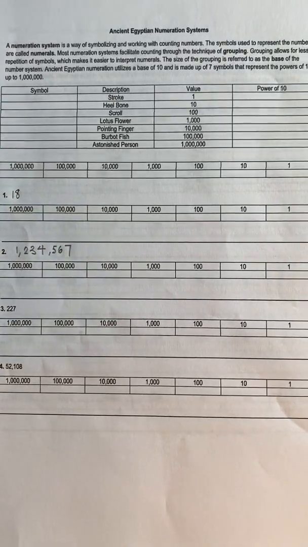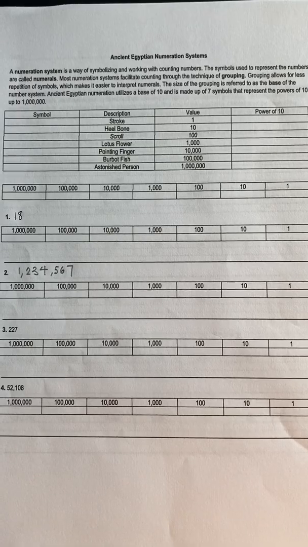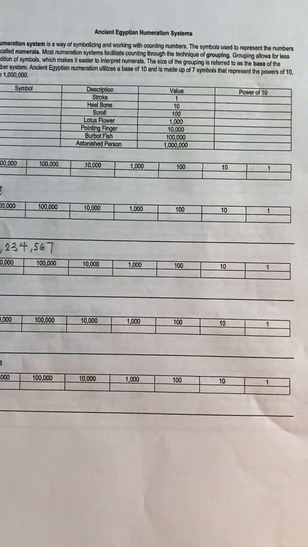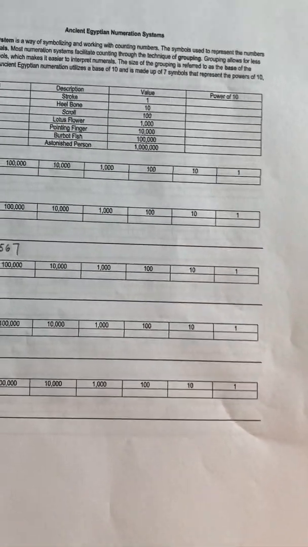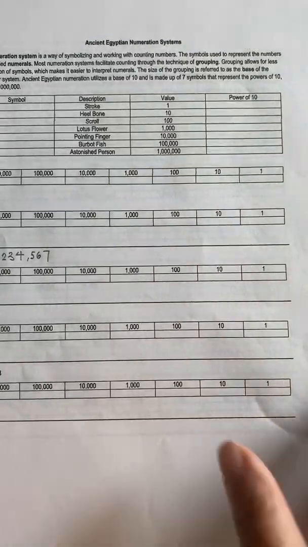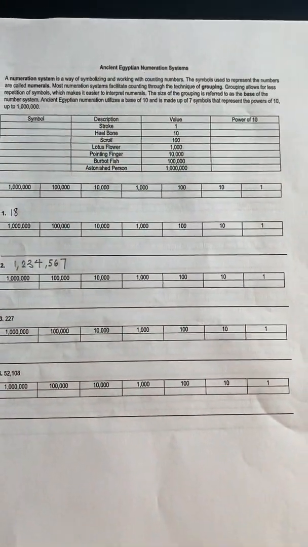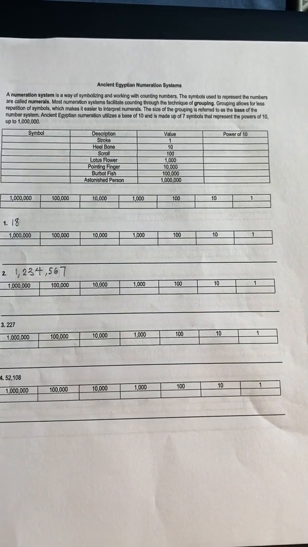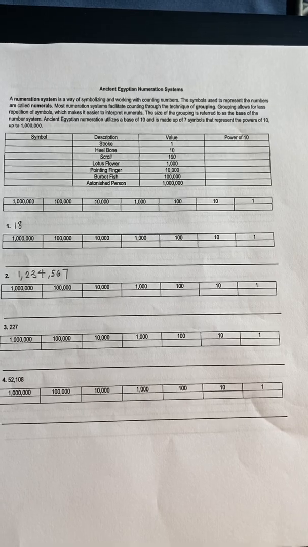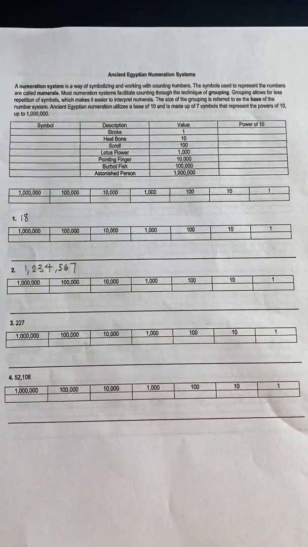Ancient Egyptian numeration systems have very similar symbols to the hieroglyphs that you would see in Egyptian writing. A numeration system is a way of symbolizing and working with counting numbers. These are your numbers like 1, 2, 3, 4, all the way up until infinity.